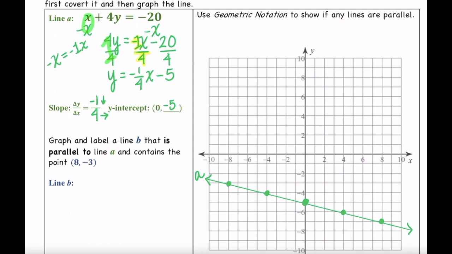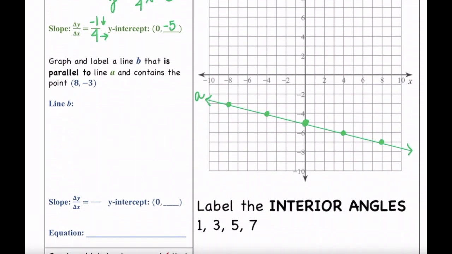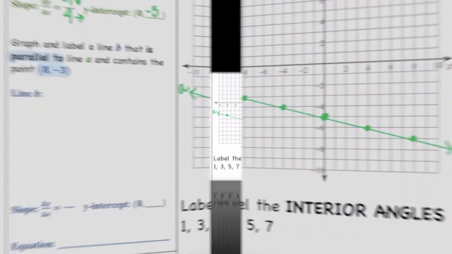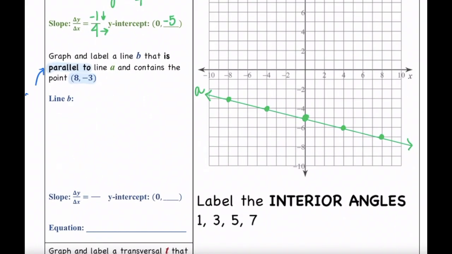Line B, we're not given an equation for line B. Let's see what we are given. Graph and label a line B that is parallel to line A and contains the point (8, negative 3). So if we're given this information, what can we conclude? Well, since we know that parallel lines have the same slope, and we definitely know the slope of line A, which we found to be negative 1/4, that means the slope of line B is also negative 1/4. All right, so at least we know the slope of the line.